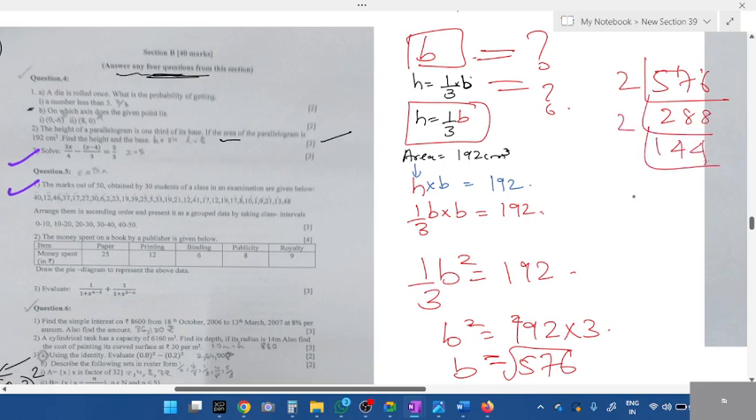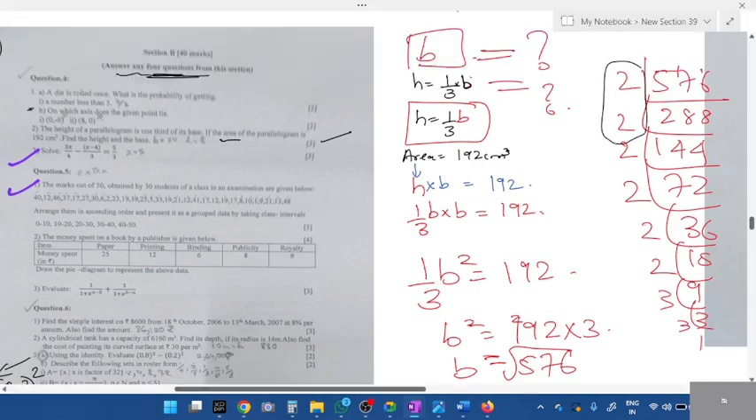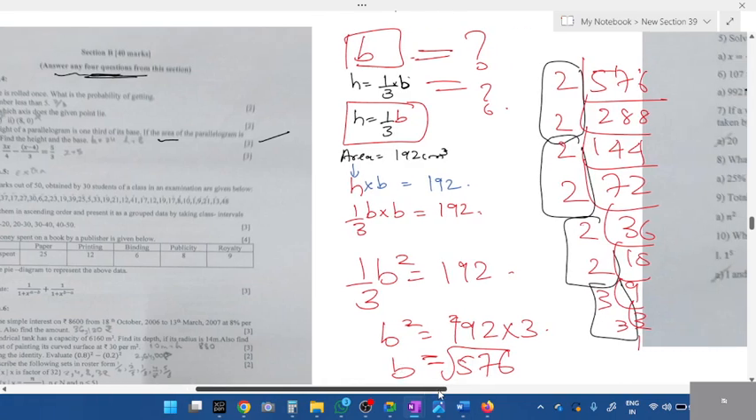Or if you know the direct answer, you can write. What's the direct answer for 576? Nobody knows? How many same numbers do you have to pair, students, to remove the square root? Two same numbers. I have to pair two same numbers and take one number outside. One number. So 2 into 2 into 2 into 2.